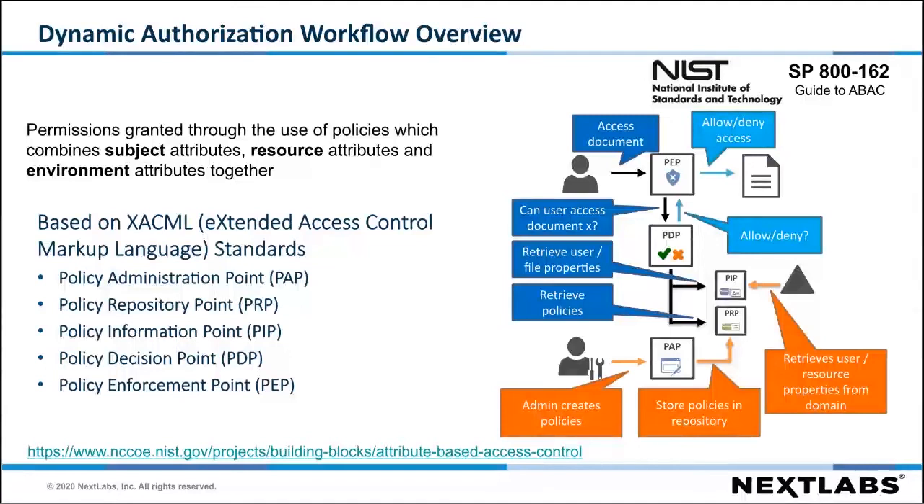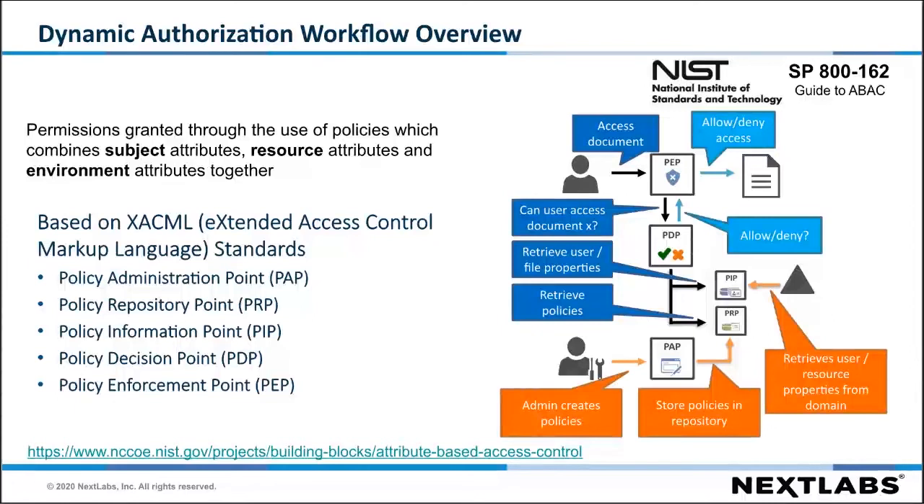So the ABAC technology itself is spelled out in great detail in one of the NIST guides, which is, you see in the upper right-hand corner, SP 800-162, which is the go-to reference guide for ABAC. So as you can see, there are several components to a dynamic authorization workflow with ABAC policies. If you follow the little orange arrows in the diagram, you'll see that there are different points an authorization request must pass through before the user is ultimately allowed or denied access to a certain piece of data.